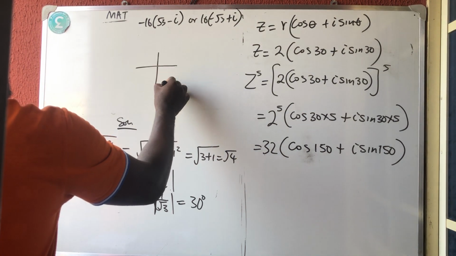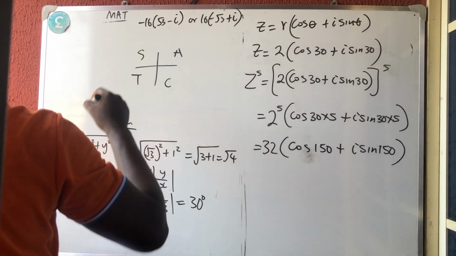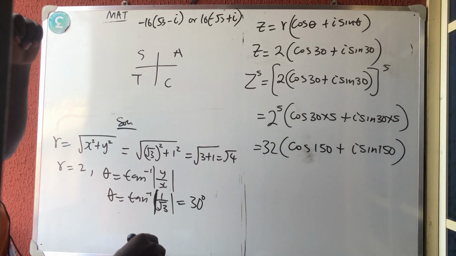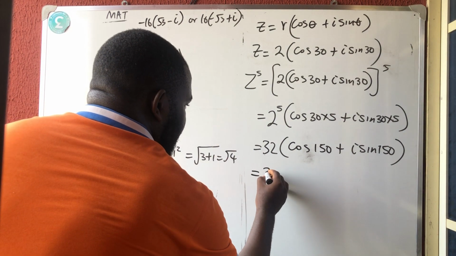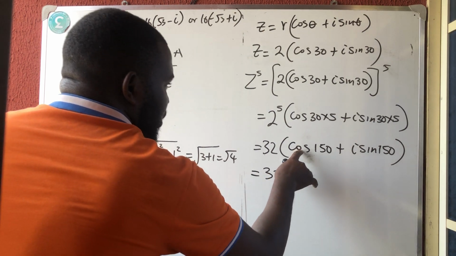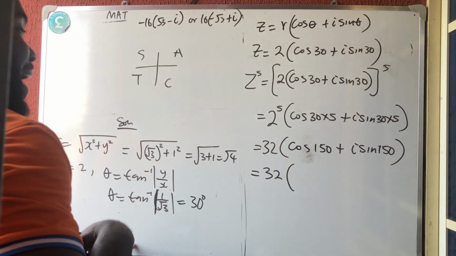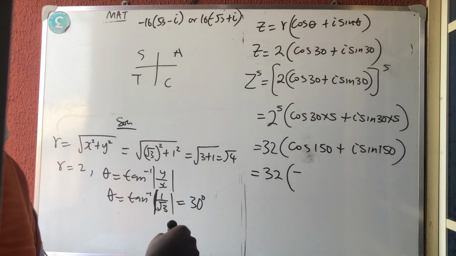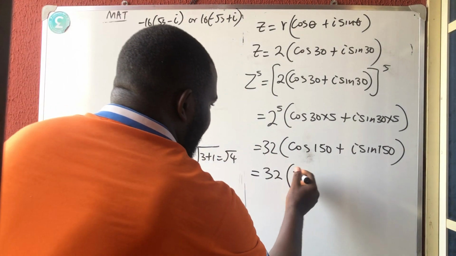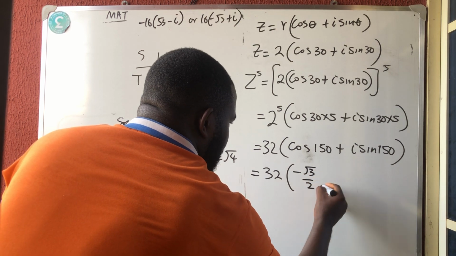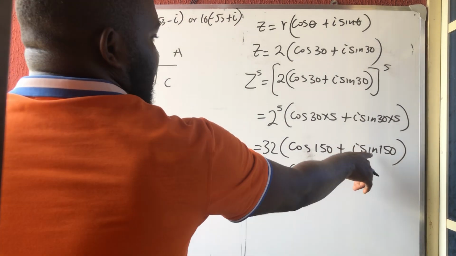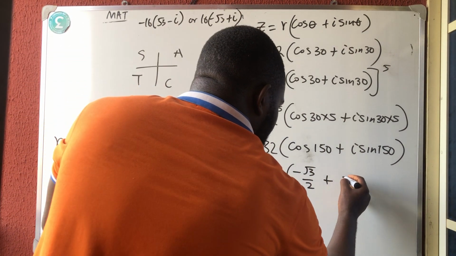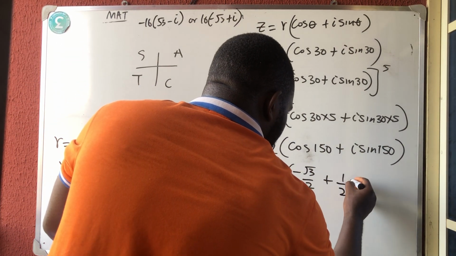Look at it. CAST. 150 falls in second quadrant, and it's only sine that will be positive in the second quadrant. So this thing is saying 32 bracket cos 150 will give you minus cos 30, and cos 30 is root 3 over 2. So minus root 3 over 2 plus sine is going to be positive, so I'm using plus, and sin 30 is 1 over 2. So plus 1 over 2 I.